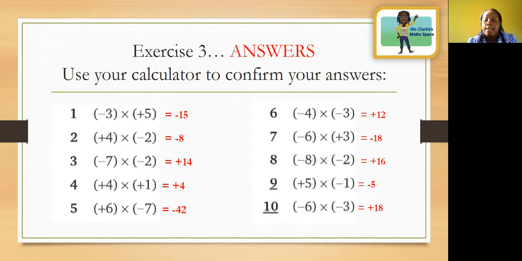And question 10. Our final question in multiplication of directed numbers is negative 6 multiplied by negative 3. And your answer will be positive 18, because a negative by negative is a positive and 6 by 3 is 18.